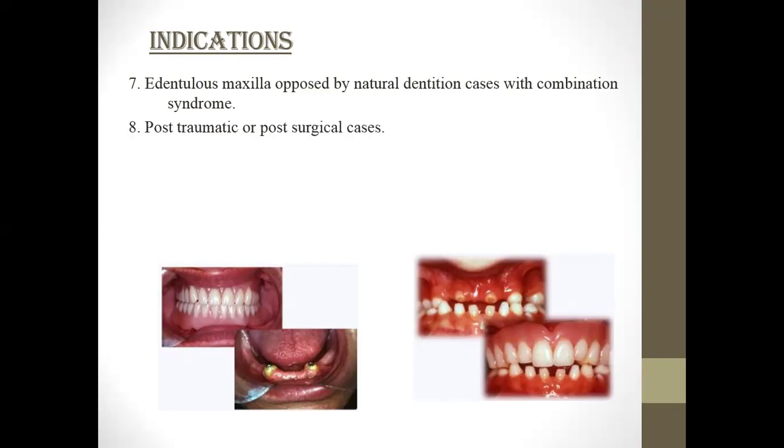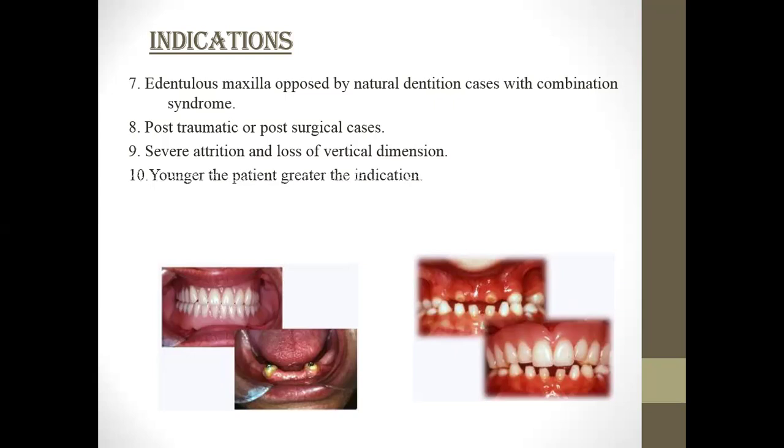And post-traumatic or post-surgical cases wherein a few teeth are preserved. So here as well, we can go for overdentures. And then in patients with severe attrition, loss of vertical dimension, when certain teeth with poor prognosis are removed or extracted, with the remaining teeth, we can go for overdentures.